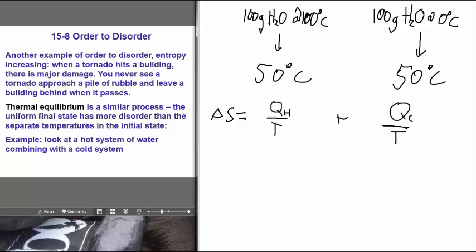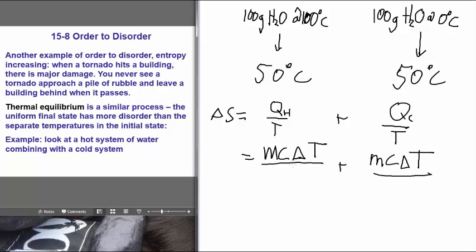Now to figure out the energy that went from the hot system, here's where we do use mc delta T because there is a change in temperature. Now, in our example, both of these systems have the same mass, 100 grams. They both have the same specific heat capacity because they're both liquid water. That would be 4.18. And they're both experiencing the same delta T, which is the change of temperature is 50 Celsius for both of these.